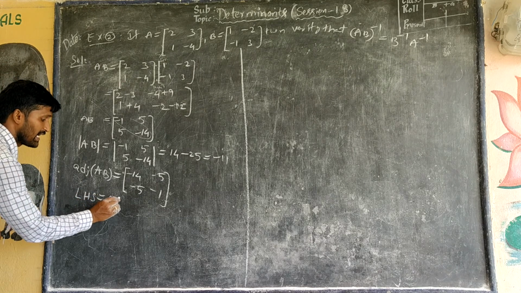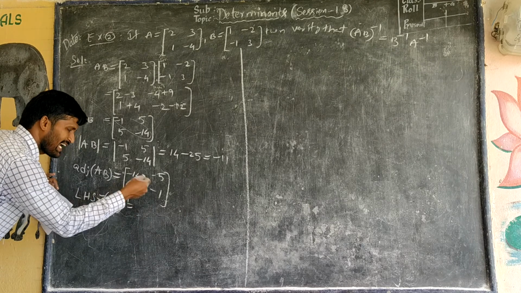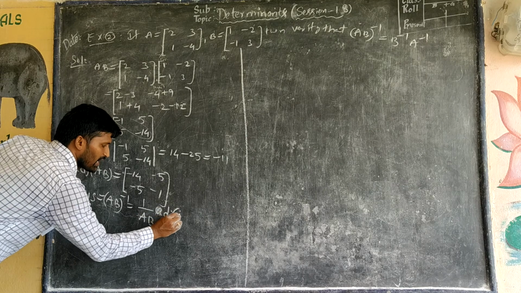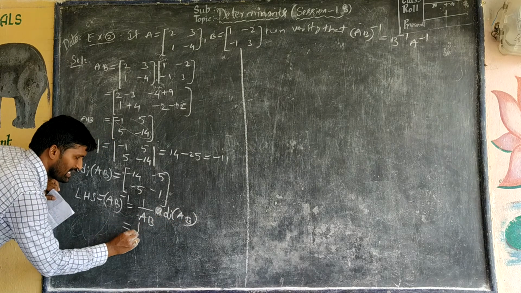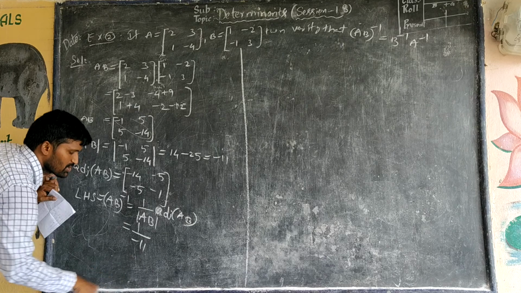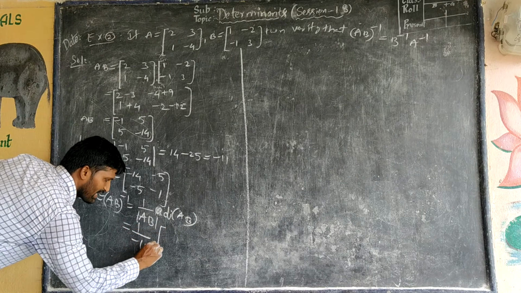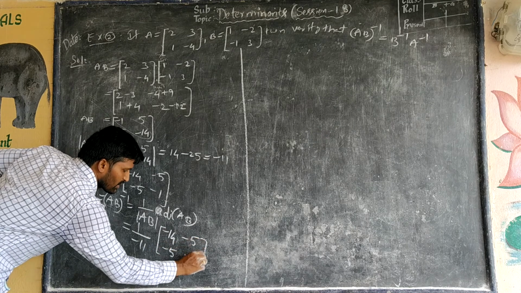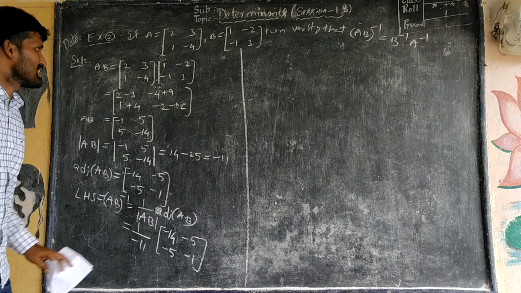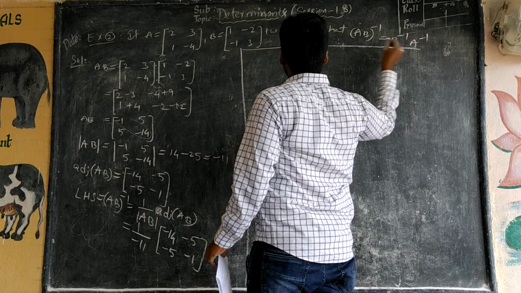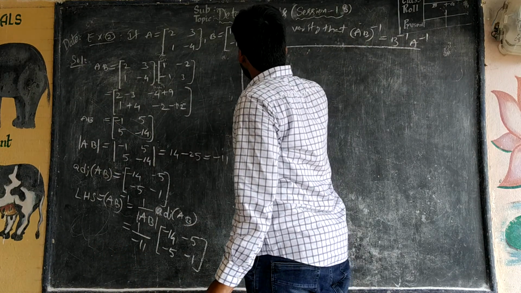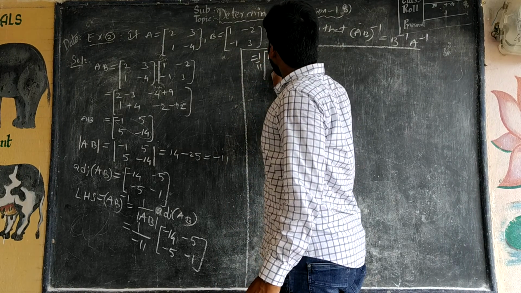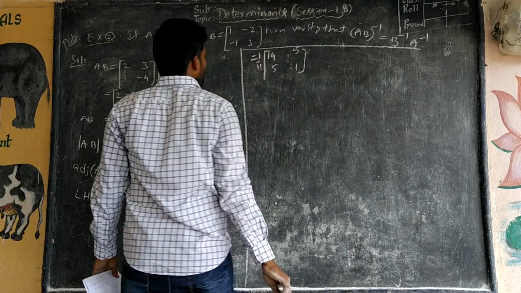Now, from this, we can easily find the LHS. What is the LHS? (AB) whole inverse. The formula is like A inverse only: 1 by det AB into adjoint of AB. 1 by det AB, how much did we get? Minus 11 into the adjoint matrix. What is the adjoint? Minus 14, minus 5, minus 5, minus 1. If you want, you can multiply the minus inside. Multiply inside, what do you get? Just the minus multiplied means here 1 by 11, minus multiply 14, 5, 5, 1. This is the LHS part.